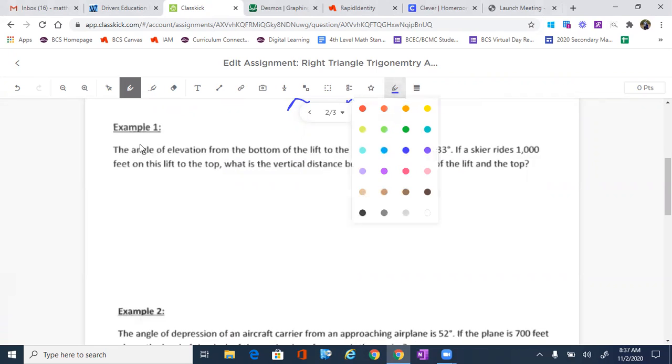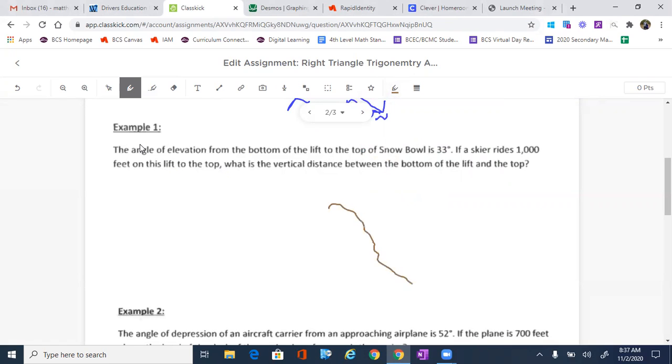All right, so let's make a nice little picture here. We've got a mountain, and that mountain peaks out. Here's our mountain, and this lift is going up to the top. So we've got a lift right here, there's a person getting on it, and they are going to ride to the top of the mountain. We know that this lift is approximately 1,000 feet.